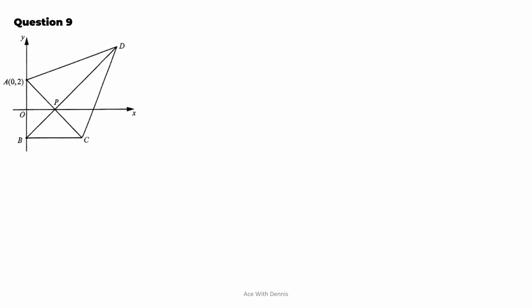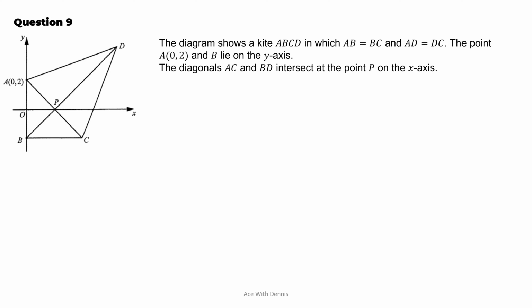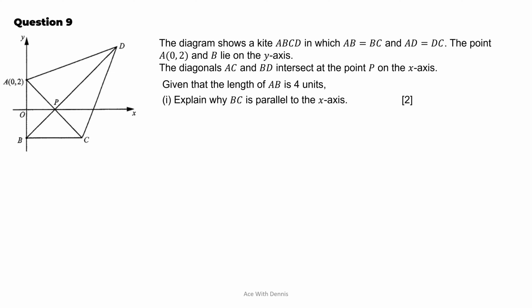Question 9. Given this diagram, the diagram shows a kite ABCD in which AB equals BC and AD equals DC. The points A (0, 2) and B lie on the y-axis. The diagonals AC and BD intersect at point P on the x-axis. Given that the length of AB is 4 units, 1. Explain why BC is parallel to the x-axis. 2 marks.